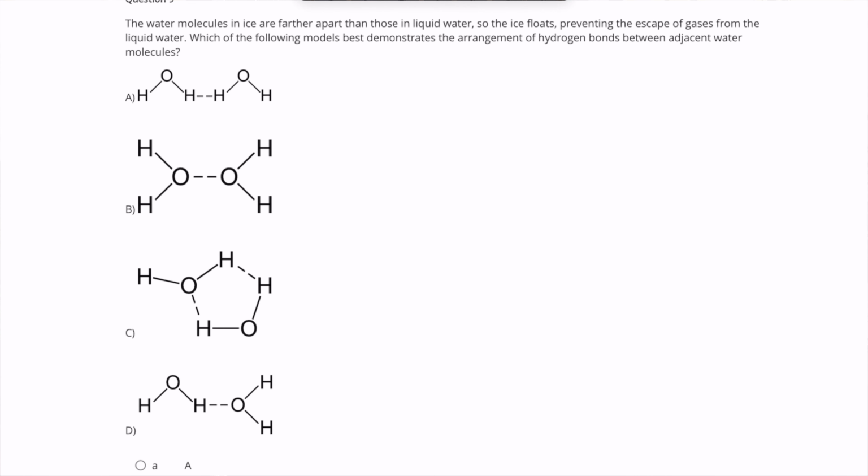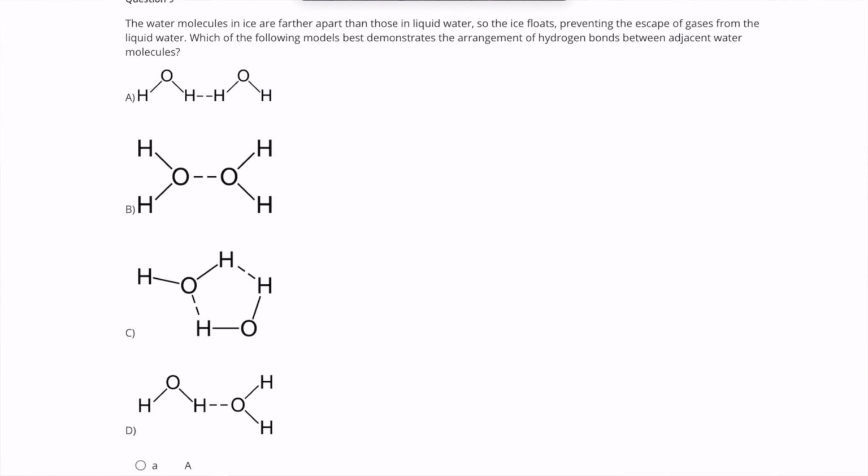Let's take a look at the first question here in the MCQ section. It says the water molecules in ice are further apart than those in liquid water. So they even gave you that information. So the ice floats, preventing the escape of gases from the liquid water. Which of the following models best demonstrates the arrangement of hydrogen bonds between adjacent water molecules?